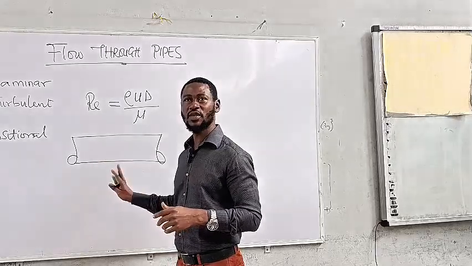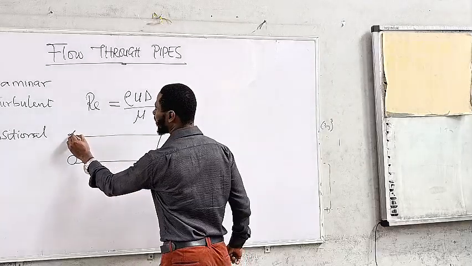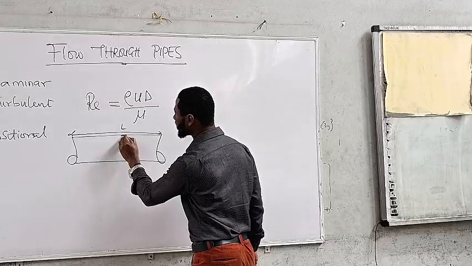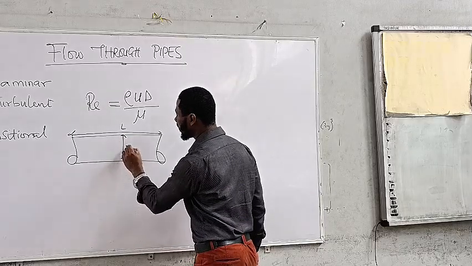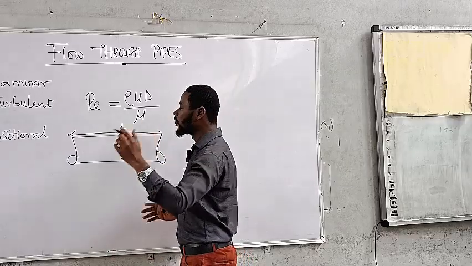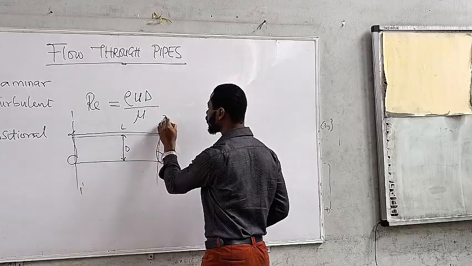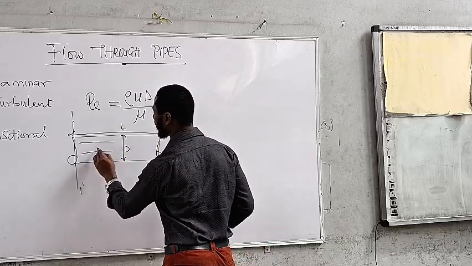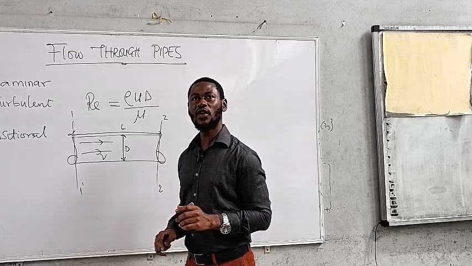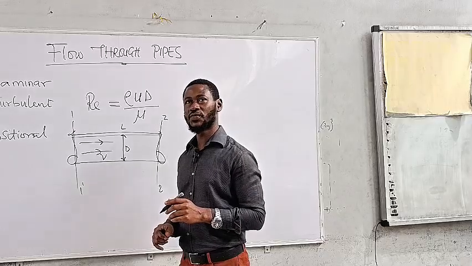Now for this schematic we have on the board, this is a pipe. Definitely the pipe will have a length L. Then also it has a diameter, the diameter of the pipe. Then the speed V at which the water is being conveyed from section 1 prime to section 2 prime. Now, I said earlier that the dynamic viscosity depends on the nature of the fluid.